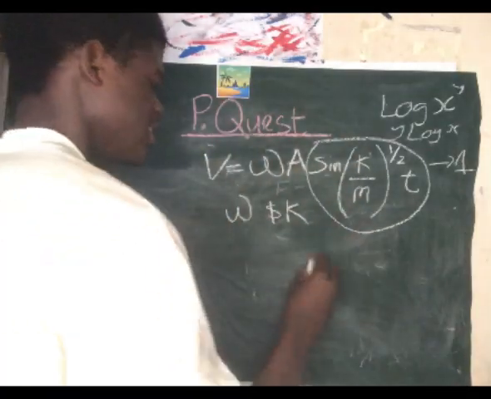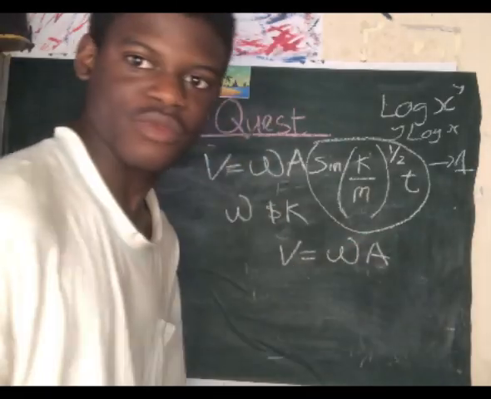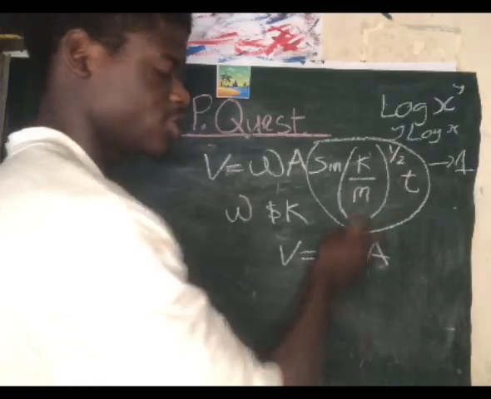So everything like this, you see I'm writing V is equal to WA. Because all these things are dimensionless, so everything is still 1. And WA times 1 is still WA.